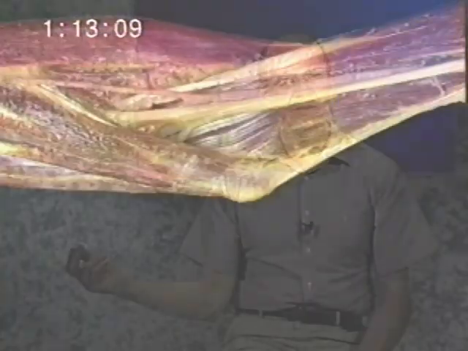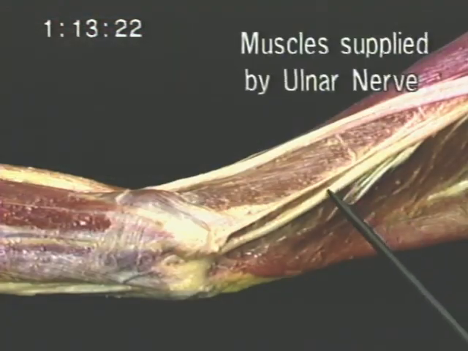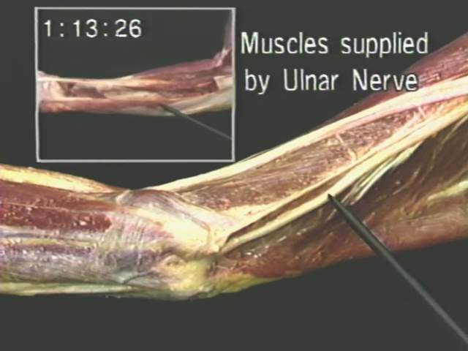Once they get below the elbow, the median and ulnar nerves get busy. Between them, they supply all the flexor and pronator muscles of the forearm. Of the muscles that we've seen already, the median nerve supplies 4: pronator teres, flexor carpi radialis, palmaris longus, and pronator quadratus. The ulnar nerve supplies 1 muscle that we've seen so far, flexor carpi ulnaris.